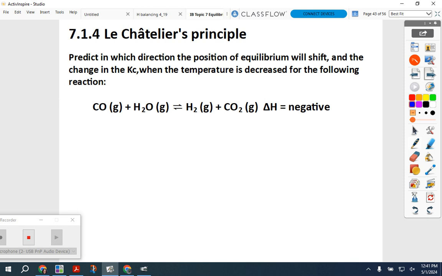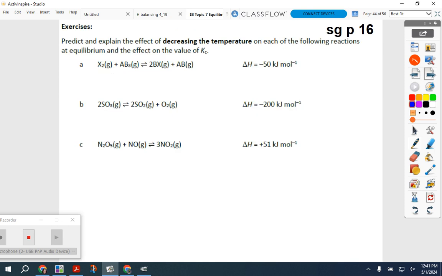Okay, so this one's not in your study guide. Let me see if there is one. Yeah, let's look at the ones in your study guide. Page 16. There are several reactions. Let's look at the first one.